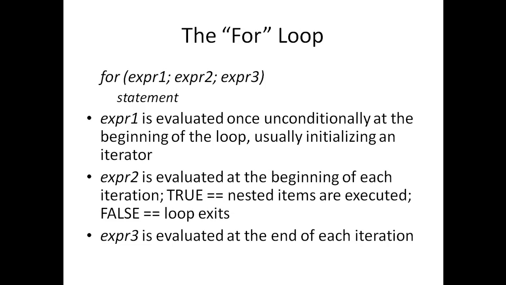Okay, and what these expressions mean is expression 1 is evaluated once unconditionally at the beginning of the loop, usually initializing an iterator. Expression 2 is evaluated at the beginning of each iteration. If expression 2 is true, the nested items are then executed. If it's false, the loop exits.